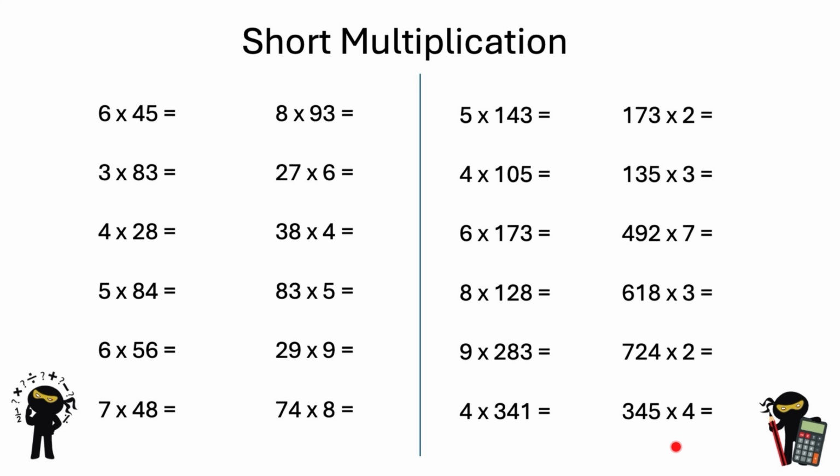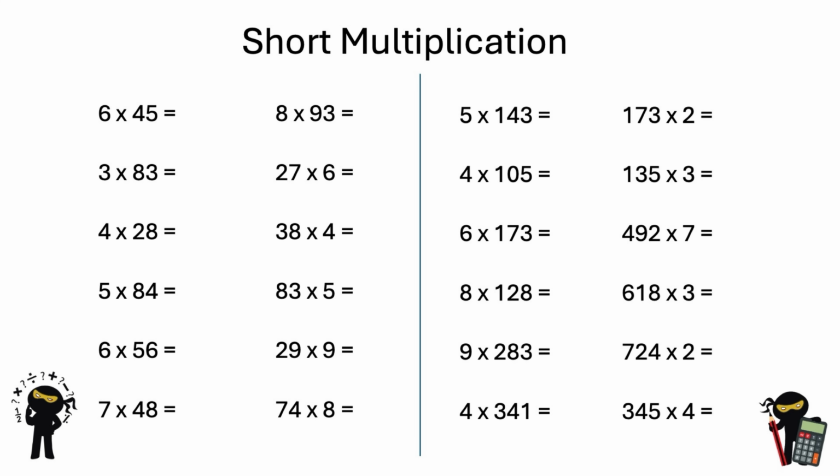Again, these are probably about as difficult as you will get. You've got an extra digit where you're multiplying by a 3-digit number. So here we've got 1 digit by 2 digit. Here we've got 1 digit by 3 digit. And that is the key. Short multiplication is when we multiply by 1 digit.